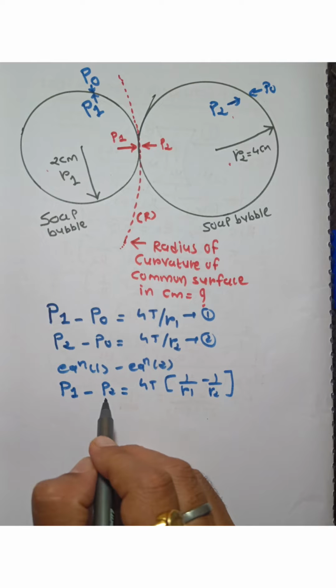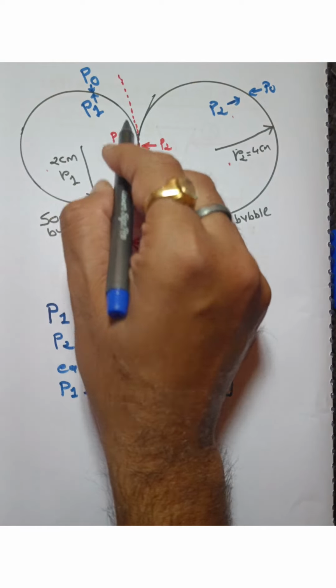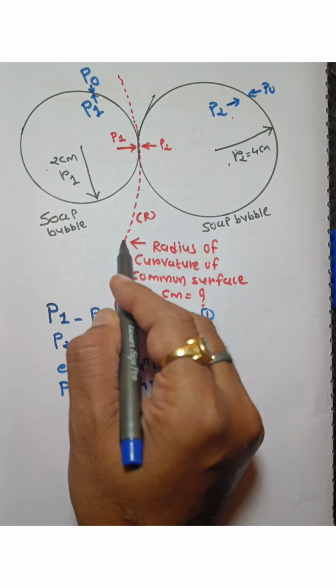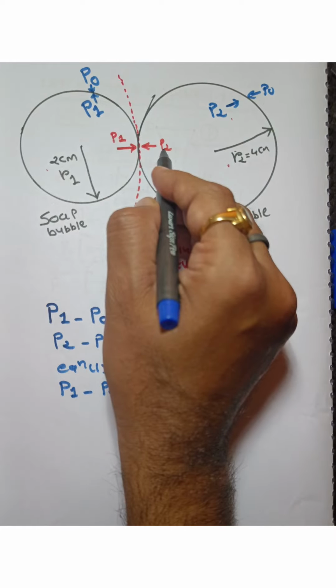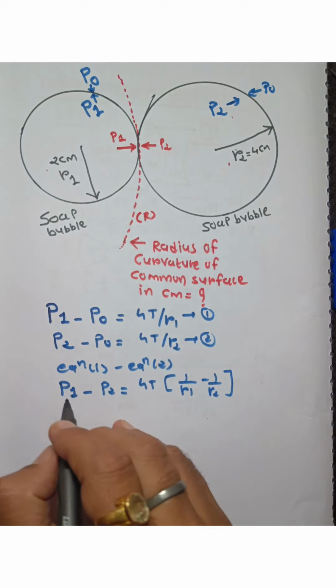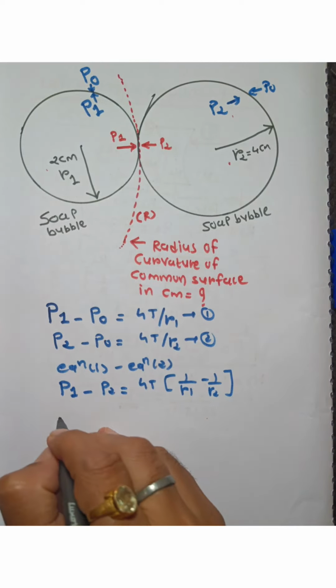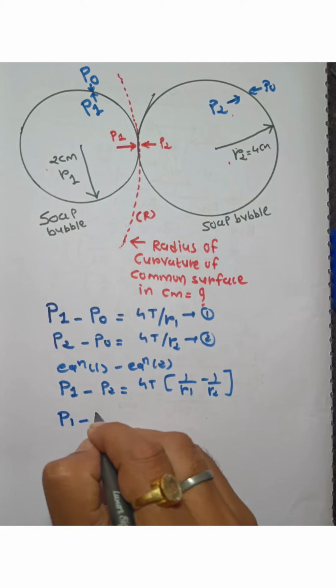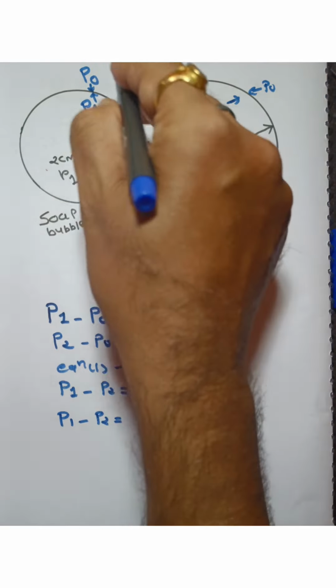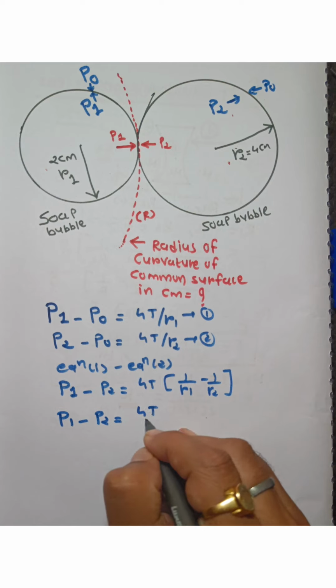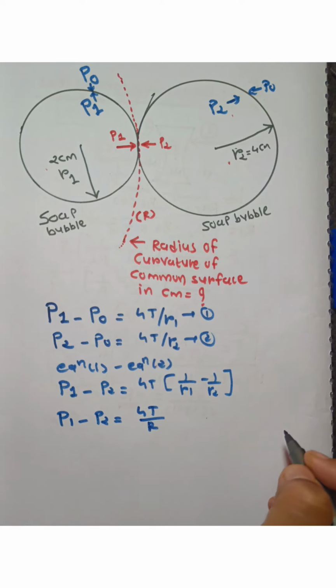But what is P1 minus P2 here? Here P1 is the internal pressure for this common surface and P2 is the external pressure for this common surface. So P1 minus P2 for this common surface is equal to 4T upon the radius of curvature for the common surface.